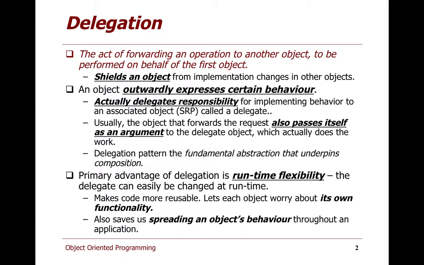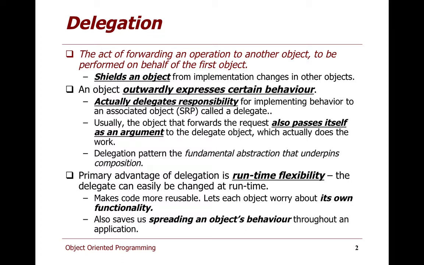The most basic type of composition is called delegation, and this happens internally inside a method. It is merely the act of forwarding a method request, an invocation or an operation, to another object to be performed on behalf of the first object. The idea here is actually a form of encapsulation. It's declared inside a method and can only be seen inside a method. And the notion is to shield an object from the implementation changes in other objects.